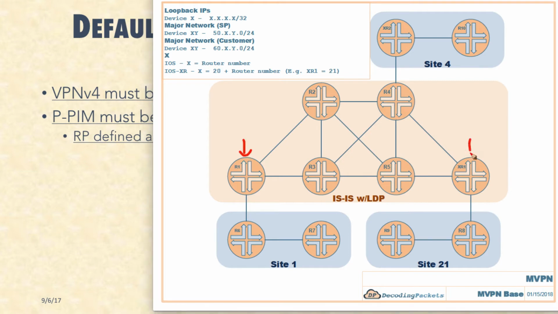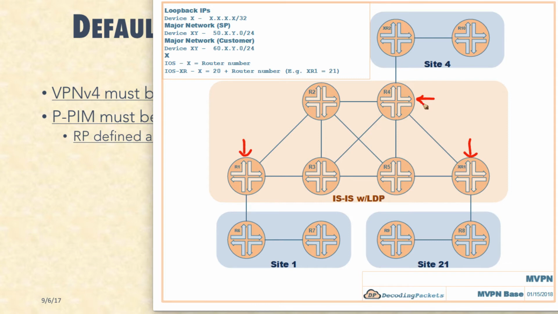R1, XR1, and R4 are all PE routers. Everything else is just playing the part of a P router. Now there are three sites. Site 1 that is connected to R1, Site 4 that is connected to R4, and Site 21 that is connected to XR1.